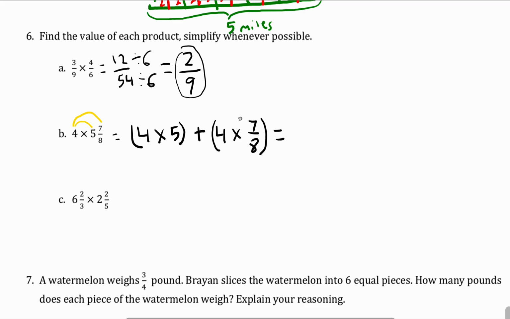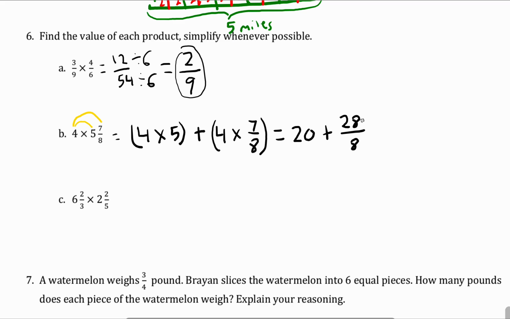And let's keep going. So what is 4 times 5? That's 20. Plus the 4 times 7/8. Well, we know that 4 times 7 is going to be 28. We keep our denominator. The reason this happens is because we put 4/1 here, and we just do 4 times 7, and 8 times 1, that's still 8. So it's 28/8. So now we have to find out what is 20 plus 28/8.